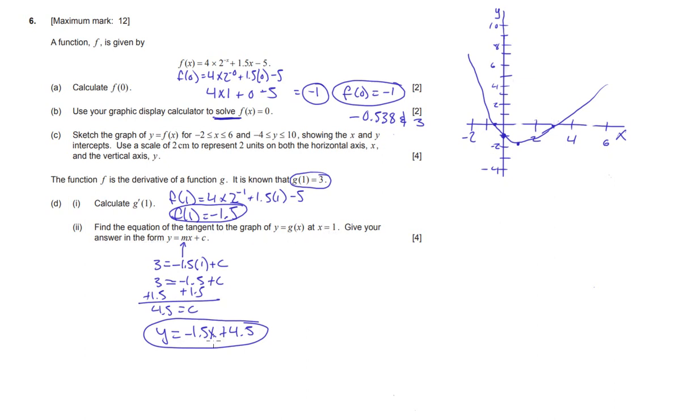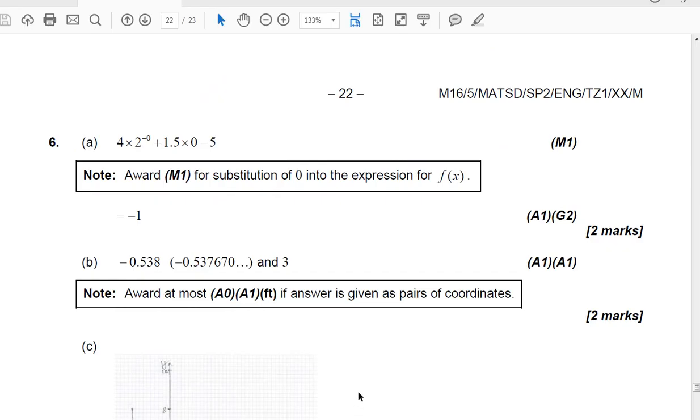So that line there is the tangent line to the original g of x graph. Okay, all right. Let's check our mark scheme to see how we did.